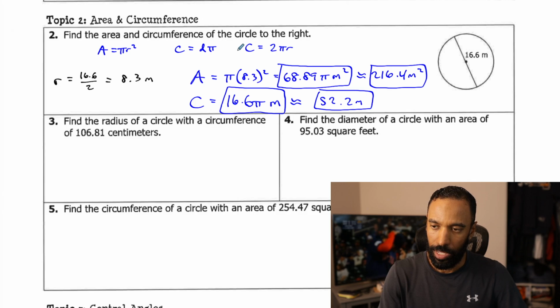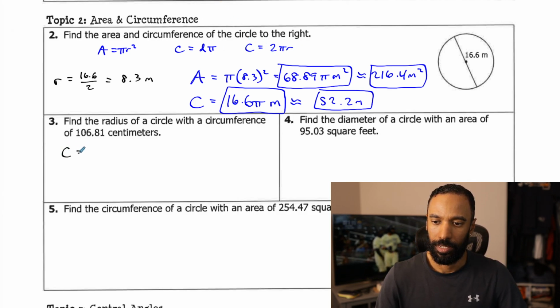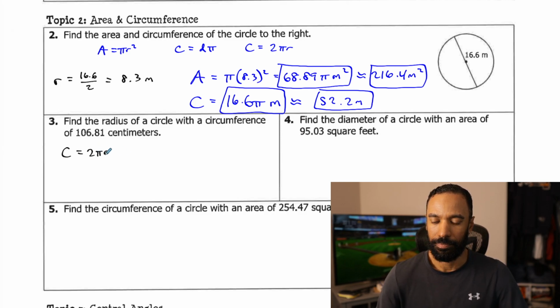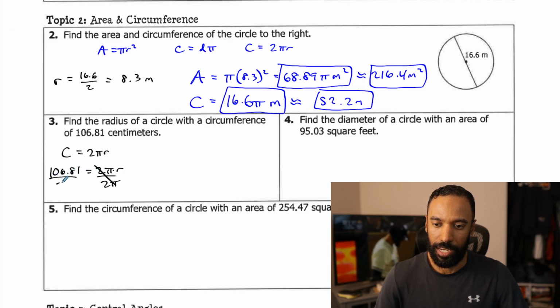If we use our C equals 2 pi r formula, this has circumference and radius in it. We're going to find radius by solving for radius by plugging in C. So circumference is 106.81. And if we divide both sides by 2 pi, remember they're multiplying by radius there, then it's gone here and divide by 2 pi here, we can get what that thing is.